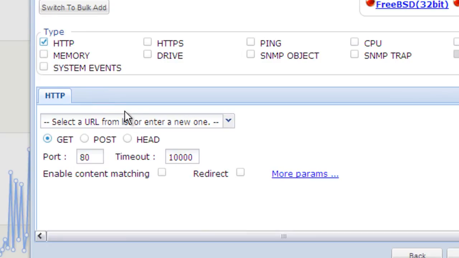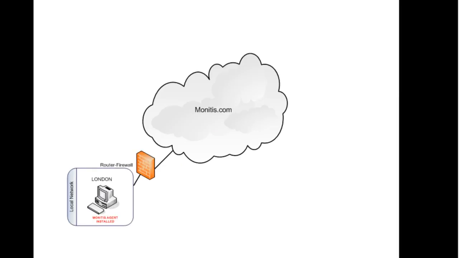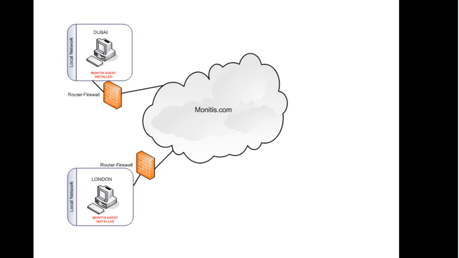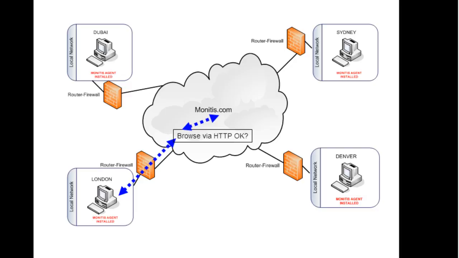For example, we could make sure an external HTTP server is responding to our agent server. This is different to using an external monitor to monitor Google.com, as this time we have turned our internal server into an additional monitoring location. Before, we were reliant on the default Monitus locations around the world, but now we can add our different locations. For example, a multinational company could install the agent on PCs in their London, Dubai, Sydney, and Denver offices, and maintain a constant check on their employees' ability to browse the World Wide Web.